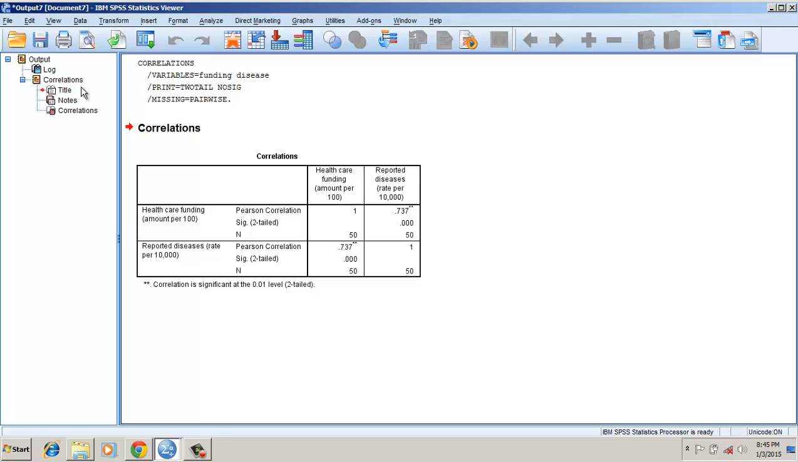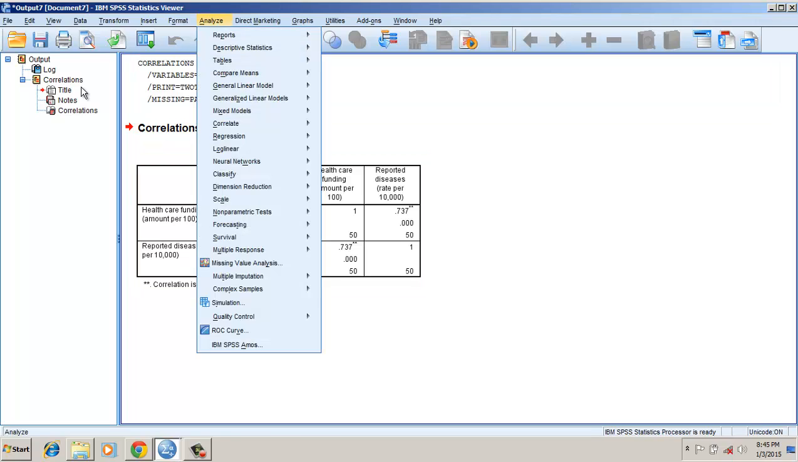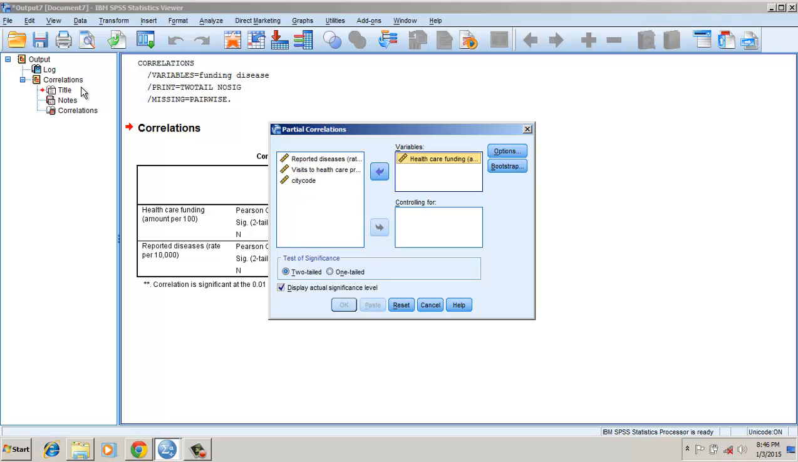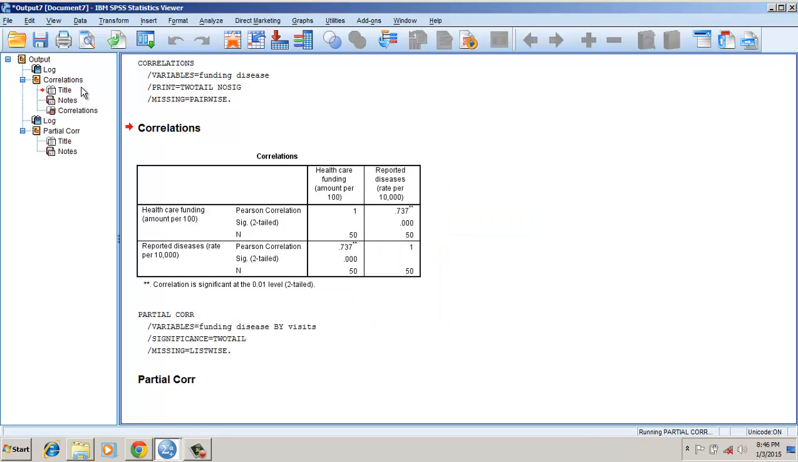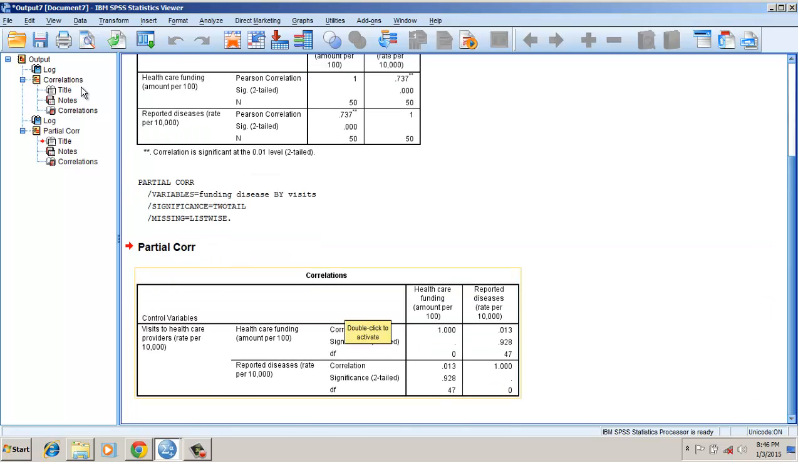Now, to investigate further why this happens, I make use of a concept called partial correlation. Here what I do is, under correlate, I go to partial correlation, put in healthcare funding and the reported diseases, and I need to control this for the visits to the healthcare provider, or in other words the number of visits to the healthcare provider, and I check it again. Yes, the table has worked.